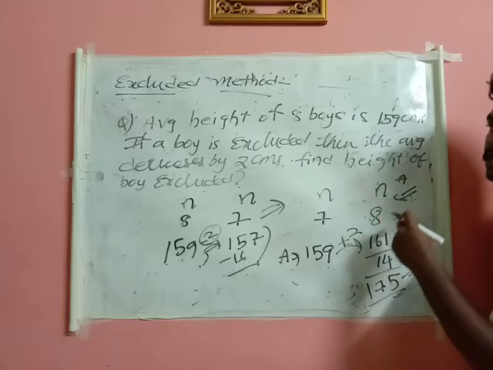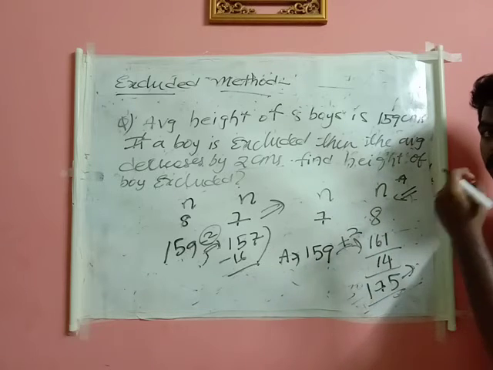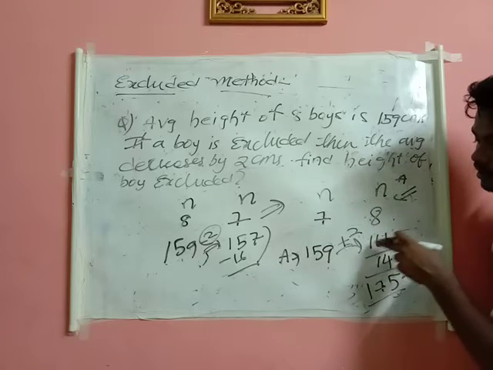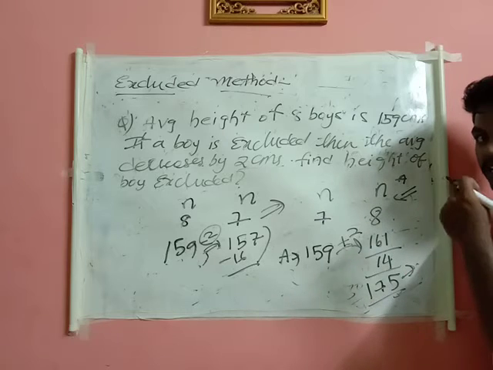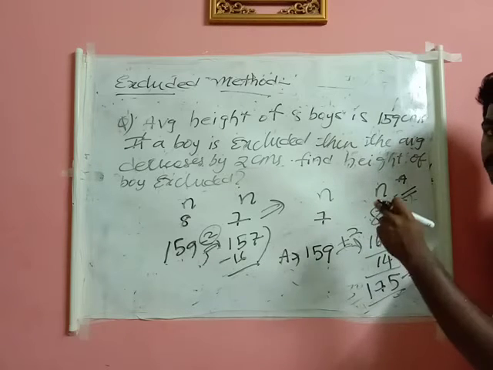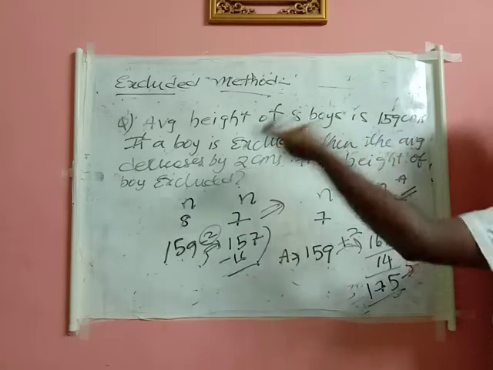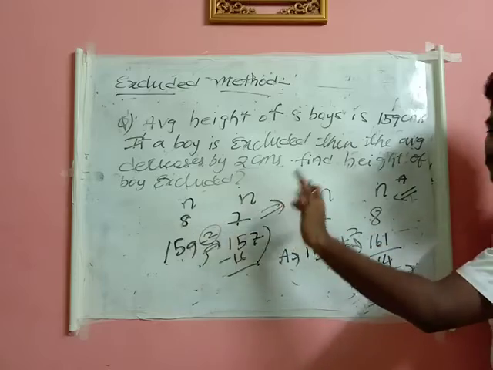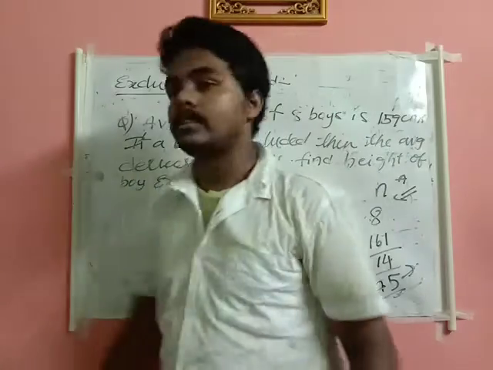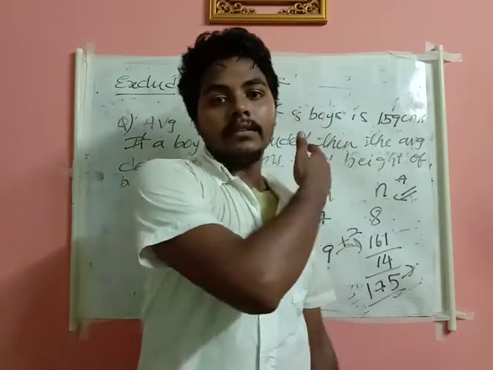If you haven't understood, just rewind the video and try to understand my communication, not this representation, what I am going to tell, right? So here the height of the student included is equal to the height of the student excluded, right? That is the representation, right? With this I will be ending the excluded method.